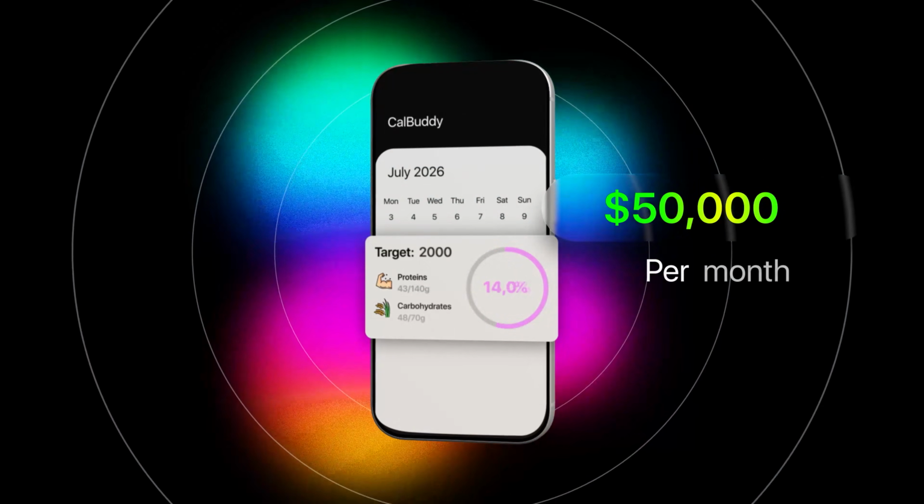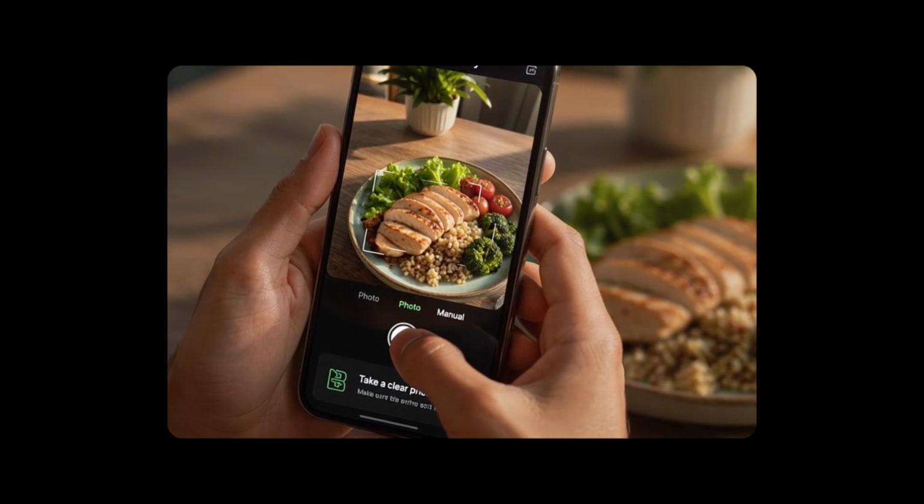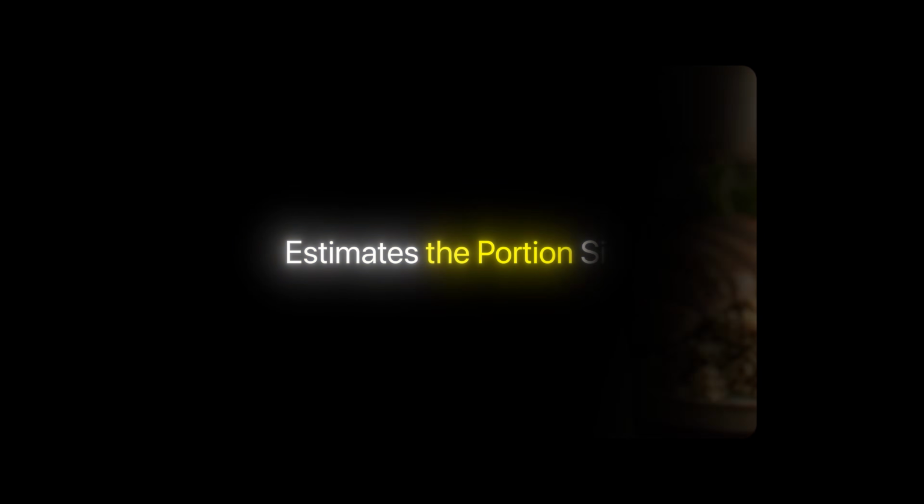CalBuddy makes over 50k per month. It's a deceptively complex app. You point your camera at the plate of food, and the trained AI instantly recognizes the ingredients. It estimates the portion size and shows the calories and the macros in under a second.